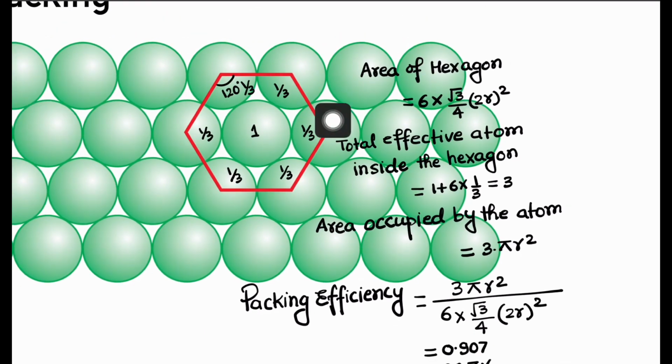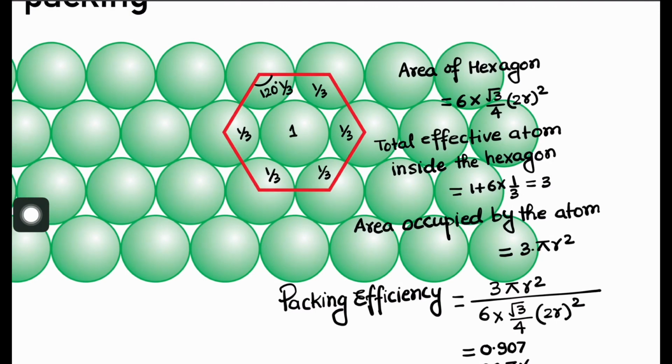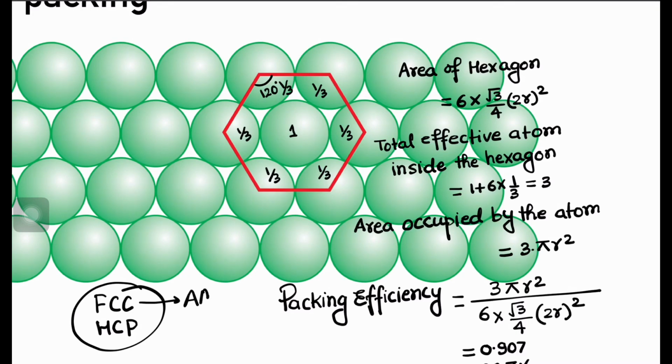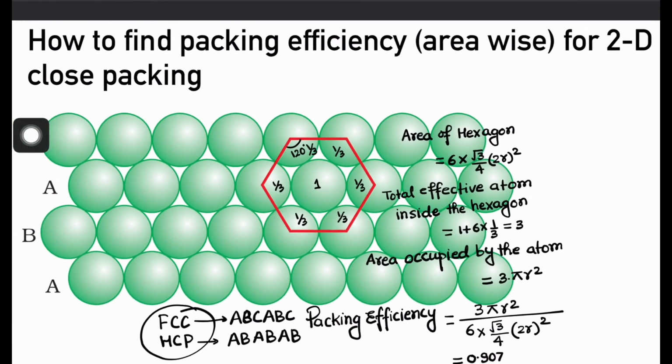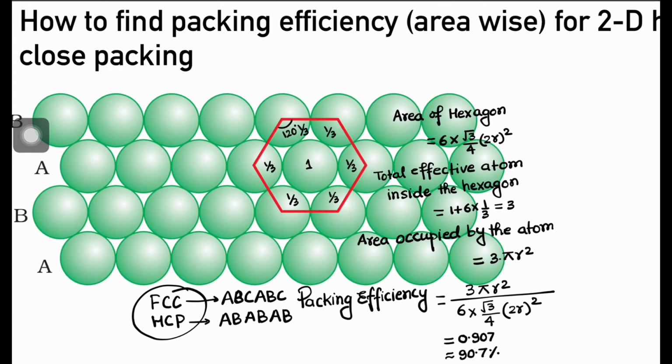And when you stack this hexagonal close packing in 3D, you will be able to generate FCC and HCP crystal structures. For FCC, stacking should be ABC type, and HCP stacking should be AB AB type. And the coordination number of any atom present in this hexagonal close packing is 6. That's all.